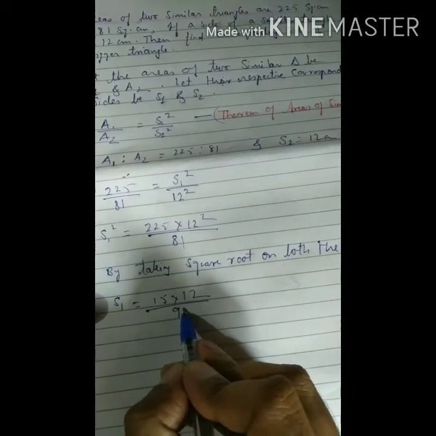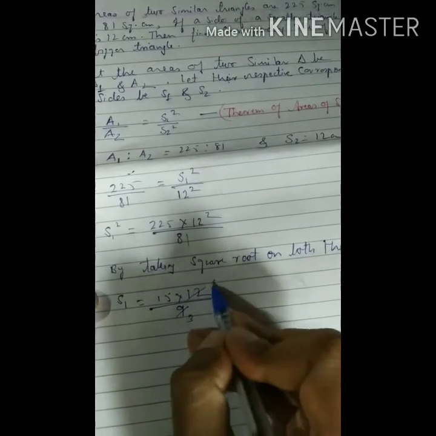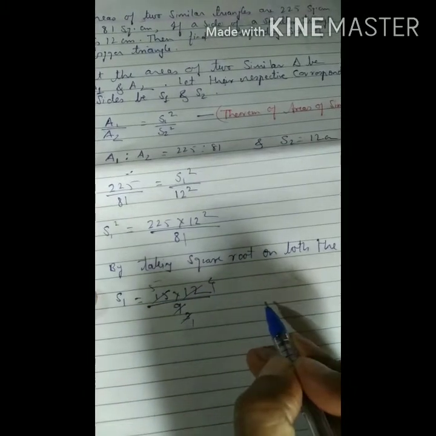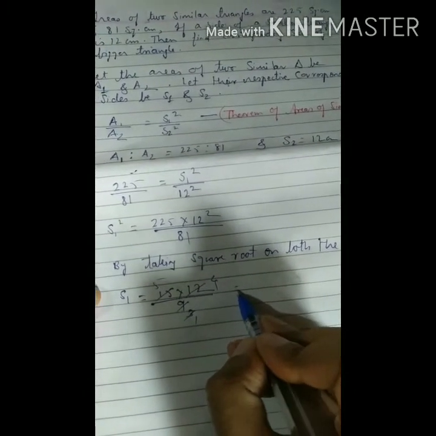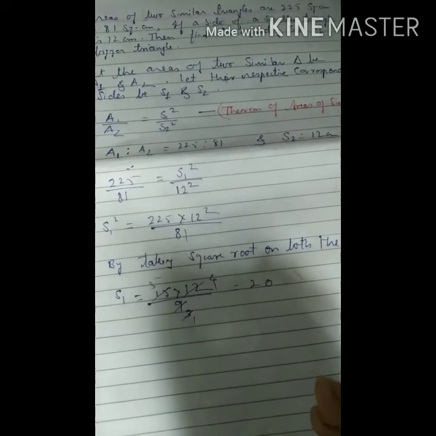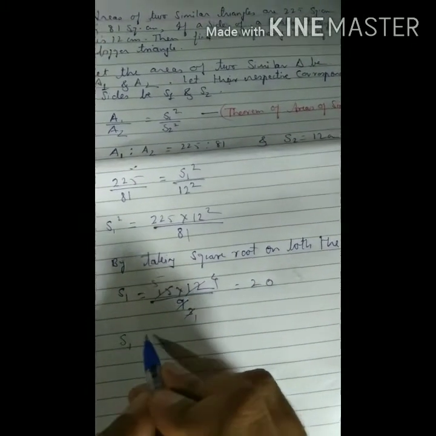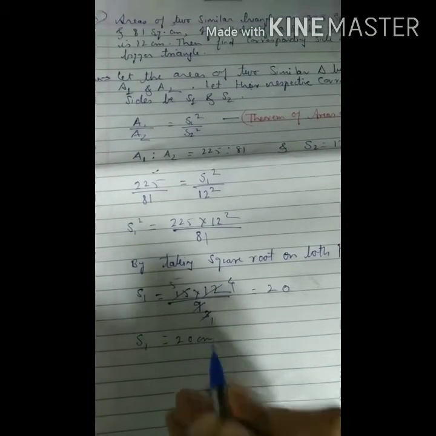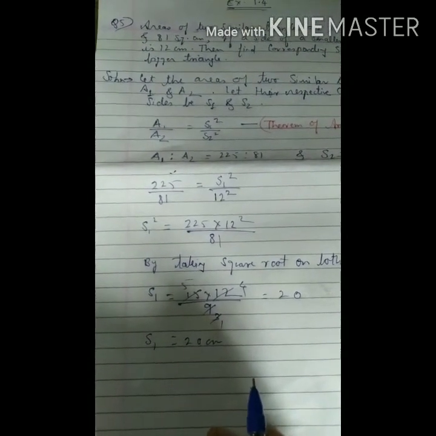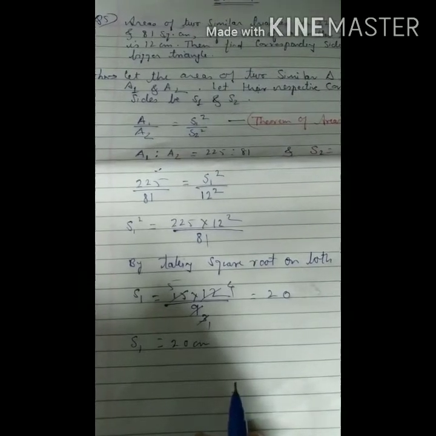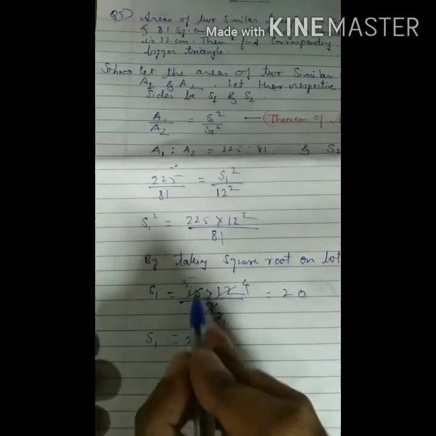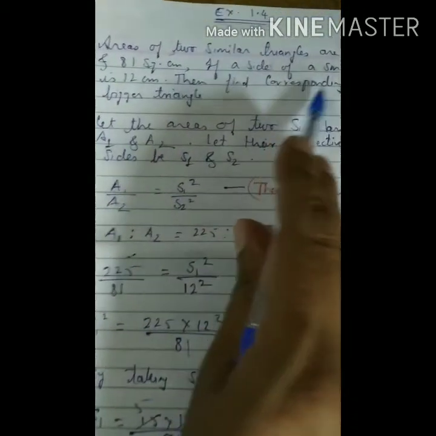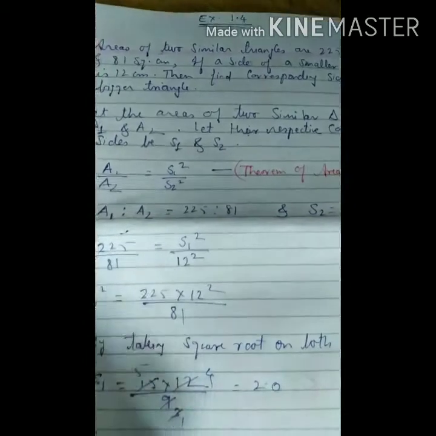So 3 3s are 9. 3 4s are 12. 3 1s are 3, 5s are 15. 5 4s are 20. So S1 is equal to 20 centimeter. So my final statement is the corresponding side of the bigger triangle is 20 centimeter. So find the corresponding side of the bigger triangle. So my statement goes like this.